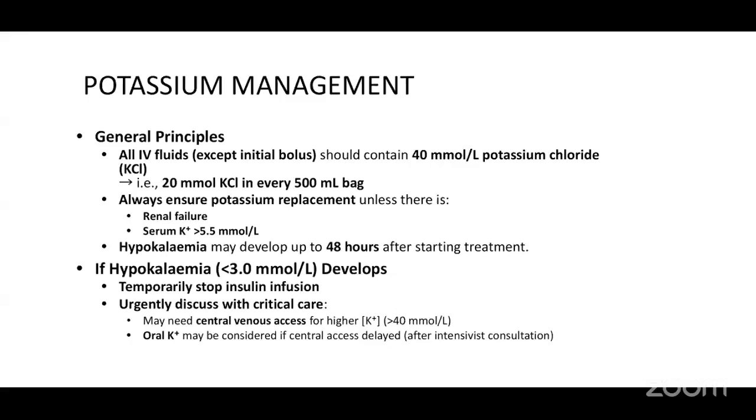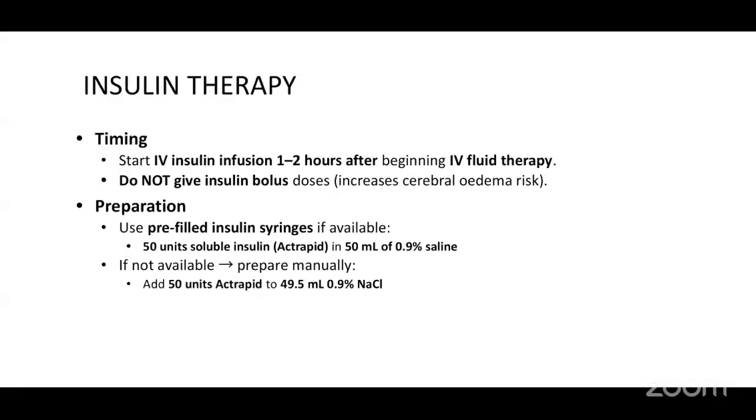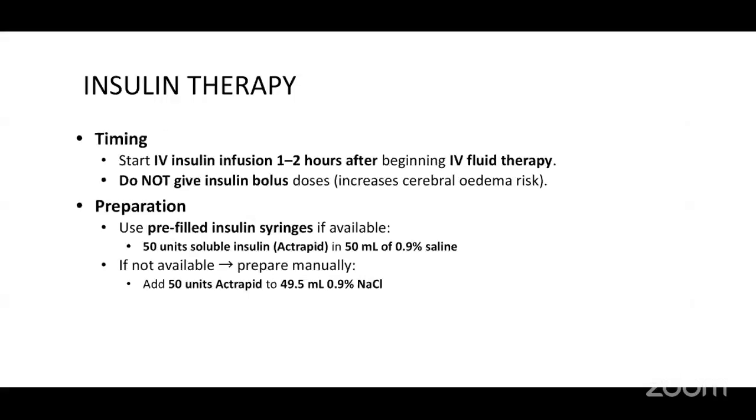Insulin therapy. IV insulin has to be started, like we discussed, 1 to 2 hours after the IV fluid therapy has started. You do not give insulin bolus doses because bolus insulin doses are not appreciated in DKA. It can cause pulmonary cerebral edema. Pre-filled insulin syringes are available, 50 units soluble Actrapid in 50 ml of 0.9% NS. If not available, then you can manually prepare the infusion, 50 units in 49.5 ml of 0.9% sodium chloride NS.